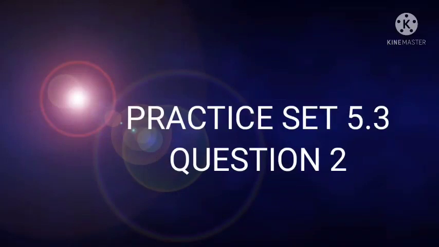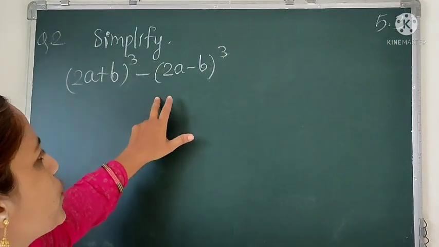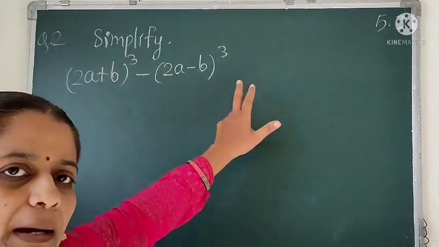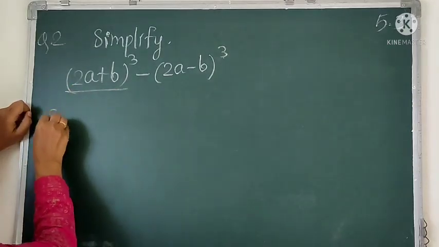Today we are going to see practice set 5.3 question number 2. First example is (2a + b) cube minus (2a - b) cube. First we will expand this term.